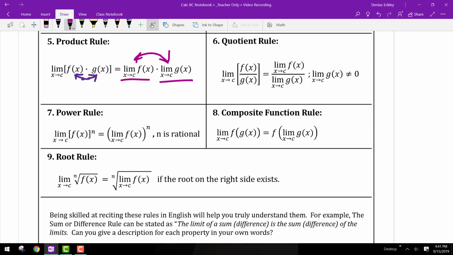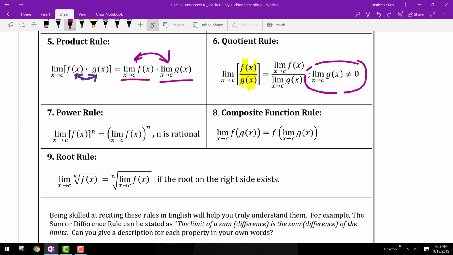The quotient rule is the same idea. You have the limit as x approaches c of the quotient f of x over g of x. But if you take the limit of each one separately and then divide the values of those two limits, you'll get the same value. But please remember, you have to be careful and make sure the limit of g as x approaches c is not equal to 0, because then we have a special case, and we'll get into that in the next lesson.